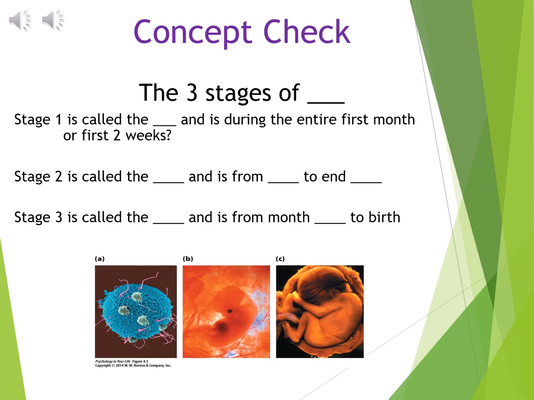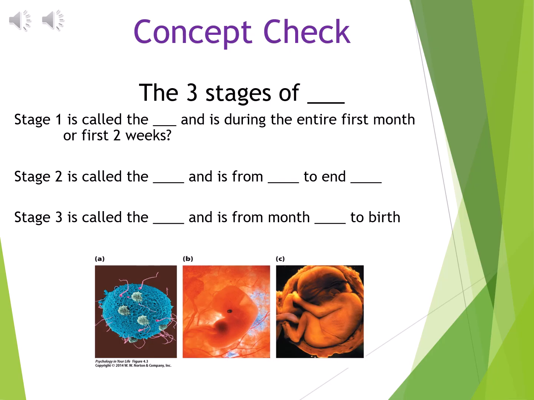So first blank, 3 stages of what? Gestation, delivery, fetal development. We'll go with fetal development. Stage 1, stage of the, you can go with blastocyte or you can go with zygote. And is it the entire first month or the first 2 weeks? It's the first 2 weeks.